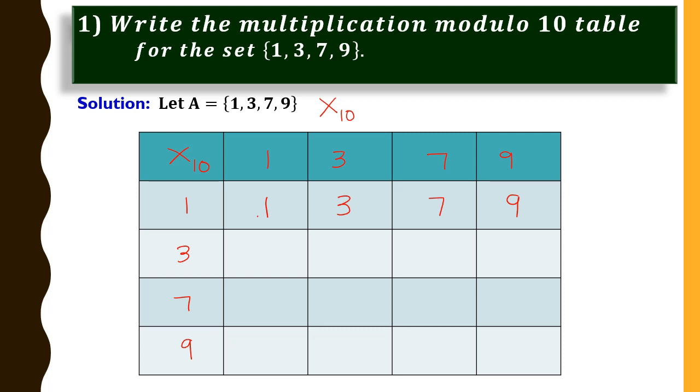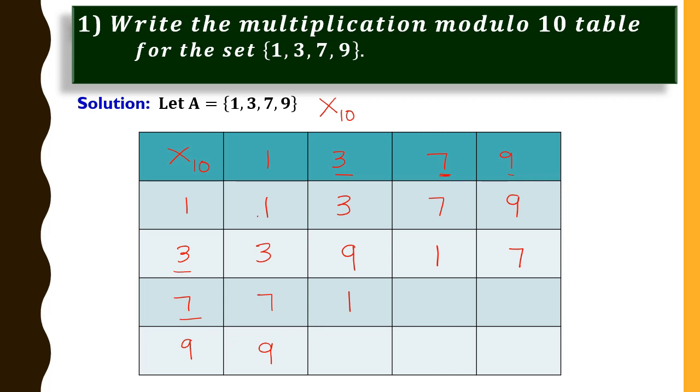Similarly, 3 into 1, 3. 7 into 1, 7. 9 into 1, 9. Okay, now we shall fill up this. 3 into 3, 9, which is less than 10. Okay, I write 9 as it is. 3 into 7 is 21. If you divide 21 by 10, the remainder is 1. Similarly, 3 into 9 is 27. If you divide 27 by 10, the remainder is 7. Now what is 7 into 3? Again 21. If you divide 21 by 10, the remainder is 1.